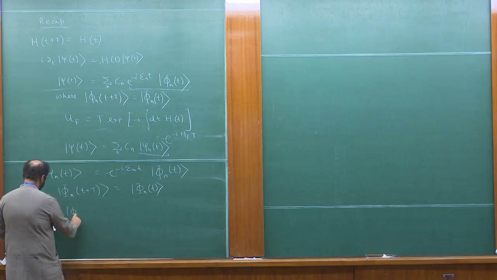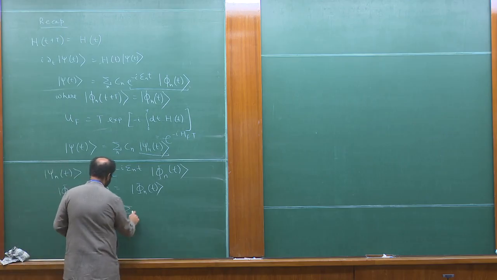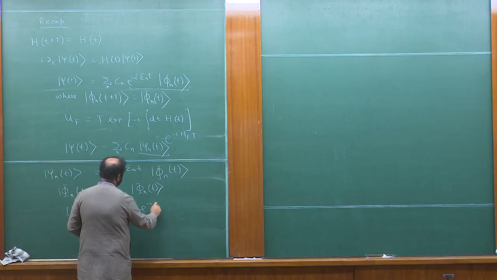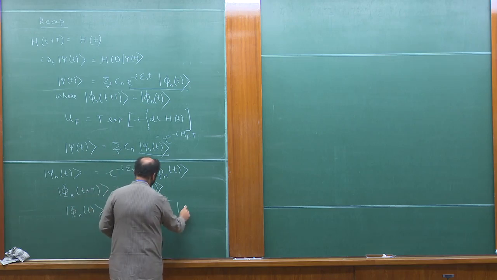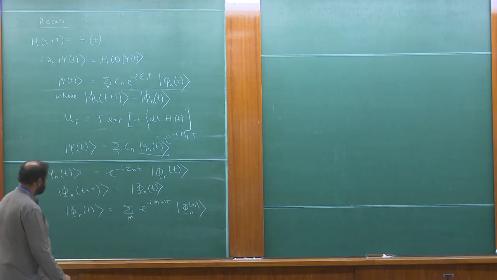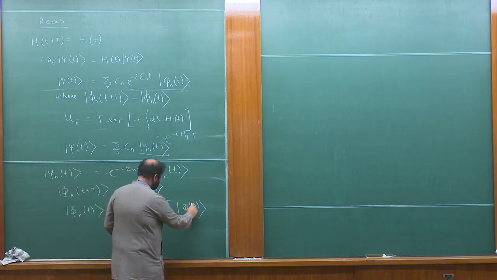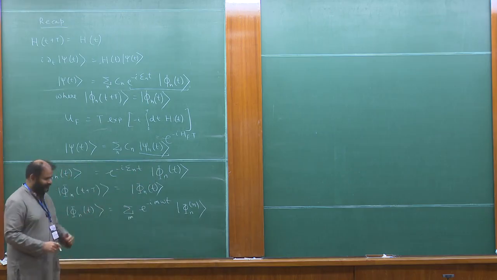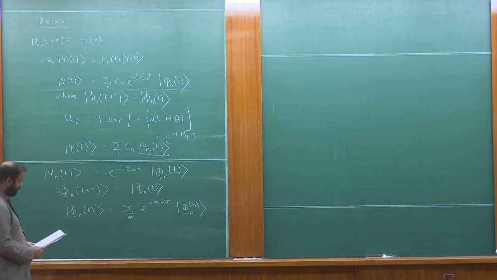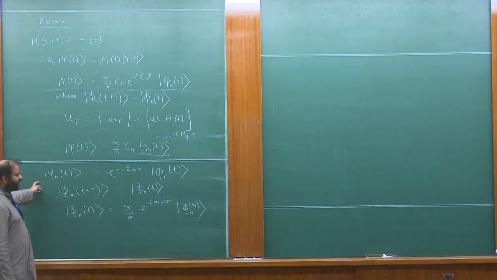So then it would make sense to expand this as sum over m e to the power minus i m omega t phi n m. Right? Okay. So now let me write down the explicit form of the Schrödinger equation here.